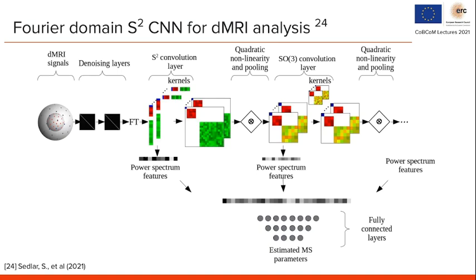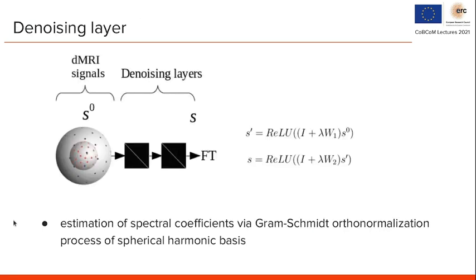From the inputs to each convolutional layer, we have extracted rotation invariant power spectrum features, which are fed into a fully connected network. Since diffusion MRI signals are affected by non-additive Rician noise and are by nature positive, we have defined denoising layers as mapping performed with matrices that are close to identity, followed by ReLU nonlinearity, which guarantees that the resulting signals are not negative.